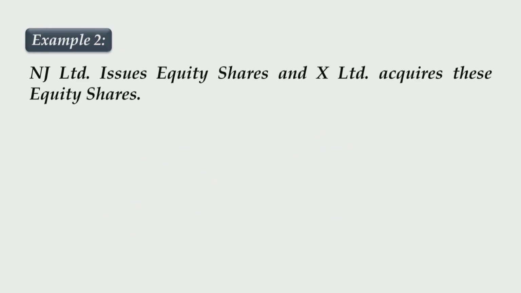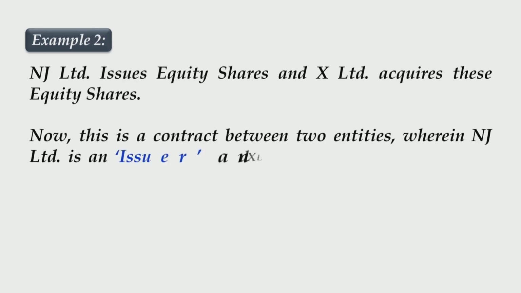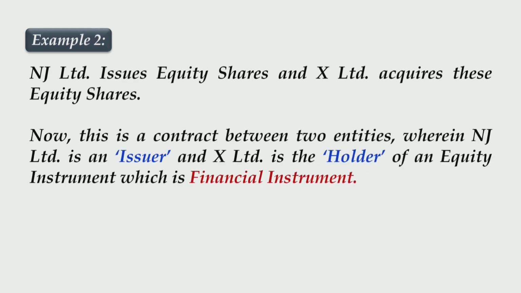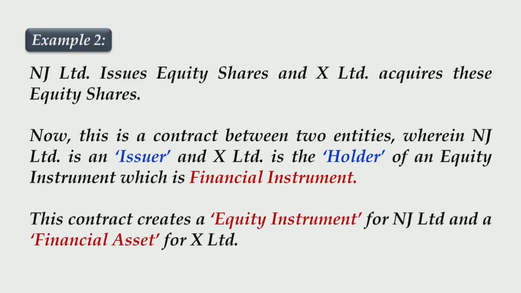NJ Limited issues equity shares and X Limited acquires these equity shares. Now this is a contract between two entities where NJ Limited is an issuer and X Limited is the holder of an equity instrument, which is a financial instrument. This contract creates an equity instrument for NJ Limited, but it creates a financial asset for X Limited. Because it is creating financial asset of one entity and an equity instrument of the other, it is definitely a financial instrument.